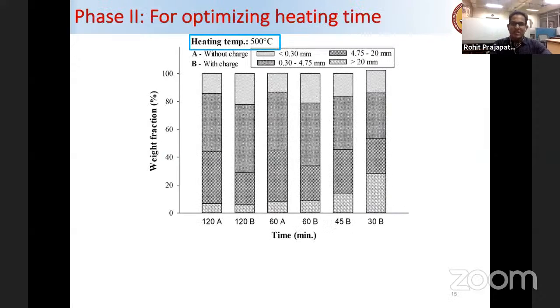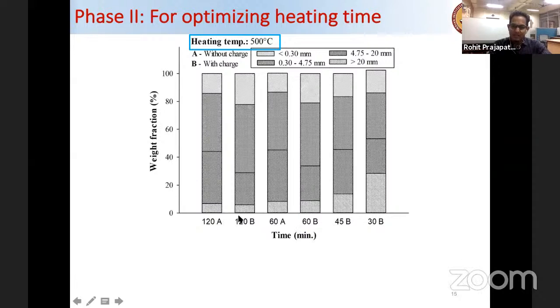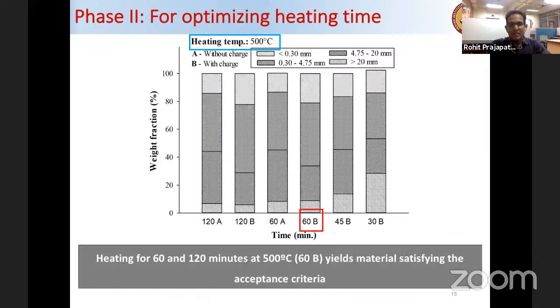And for the second phase, we kept the heating temperature at 500 degrees C constant, and then we tried to vary the heating time, from 120 minutes to 30 minutes. We observed that both cases, where the heating was done for 60 minutes or 120 minutes, yield material that satisfies our acceptance criteria. So heating for 1 hour was chosen so that we save some energy in the heating part.